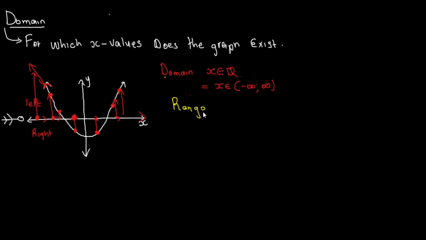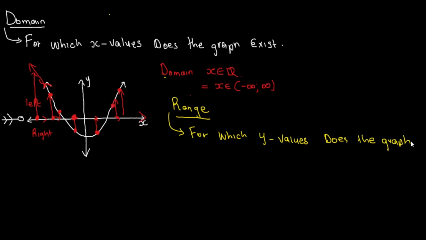What about the range? So the range, they are asking you for which y values does the graph exist? You know what you need to do here. Right? So for which values does the graph exist? This is what they are asking you. So you're going to fly on the y-axis.